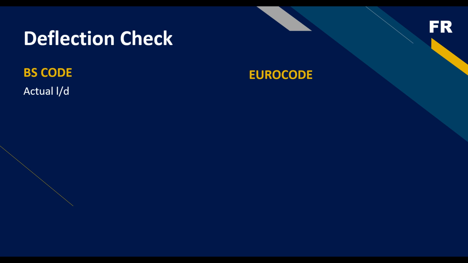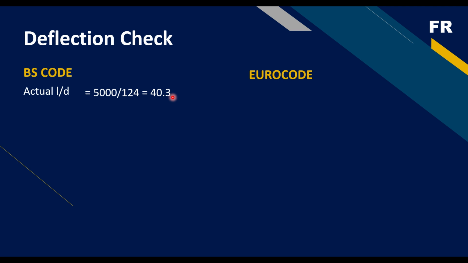So according to the BS code, we first need to establish the actual span to depth ratio. What this means is the span of the slab to the depth of the slab. That will dictate the degree of deflection. So the actual span is 5 meters. Here we use the shorter span of the slab. You know, our slab we want to design is 5 meters by 5.5, so the shorter span is the one that we pick. So 5 meters divided by the effective depth, 124. If you do this computation, you end up with 40.3 as the actual ratio.